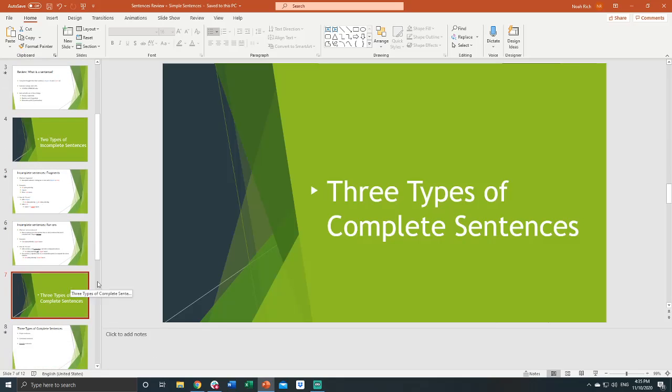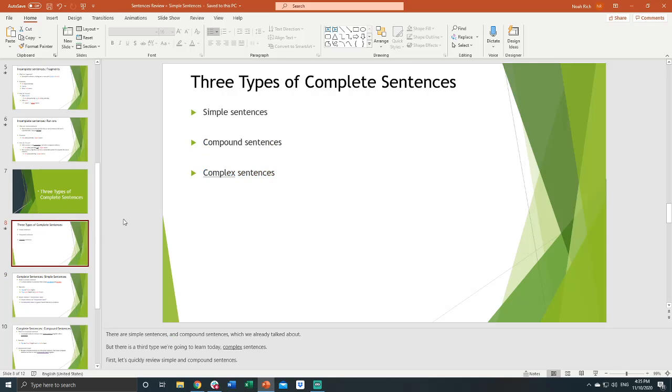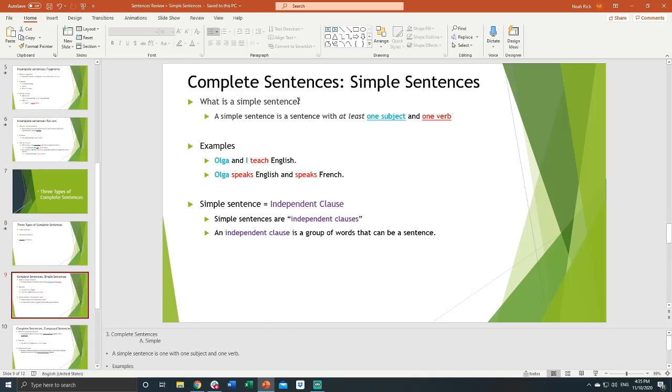But how about complete sentences? Well, of course, you know there are simple, compound, and the new one, complex. Simple sentences are sentences with at least one subject and one verb. So in this example, there are two subjects, Olga and I, but one verb, teach English. And this is a simple sentence.